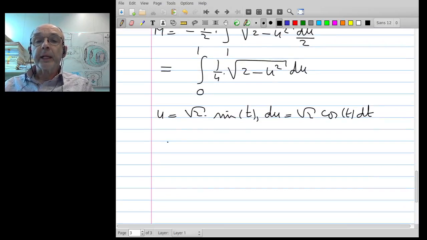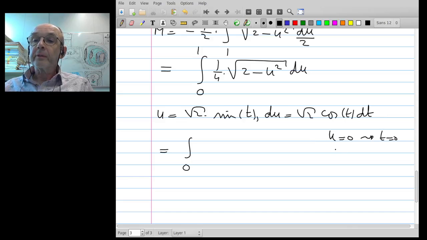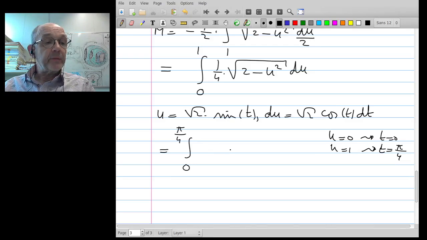So what do I have then? The integral, if u is equal to that. If u is 0, your t is 0, and if u is 1, your t is equal to pi divided by 4. So we have the integral from 0 to pi divided by 4.